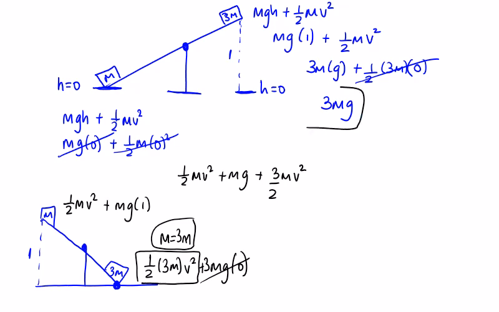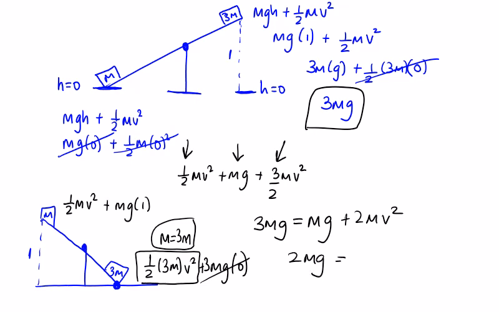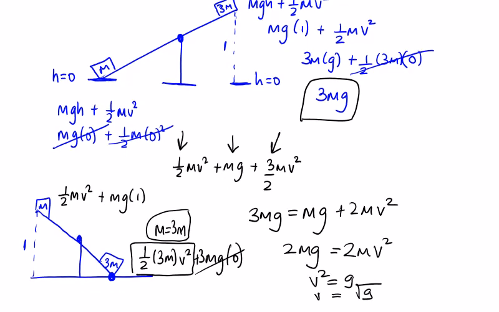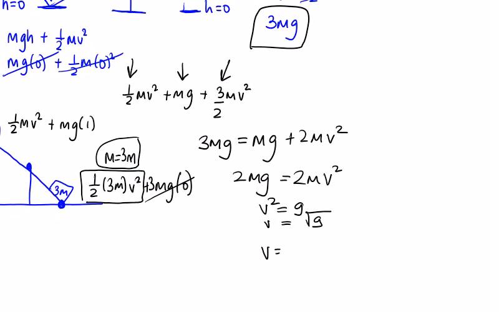So my initial energy, 3mg, has to be equal to these guys. 3mg is equal to mg, this one, and we got 1.5 mv squared plus a half mv squared, so we've 2 mv squared. So I get 2 mg, bringing mg to the left, is equal to 2m v squared, and dividing across by 2m, I get v squared is equal to g, so v is equal to the square root of g, which is approximately 3.13 meters per second.